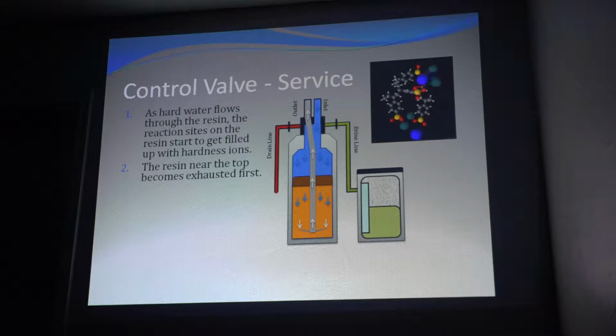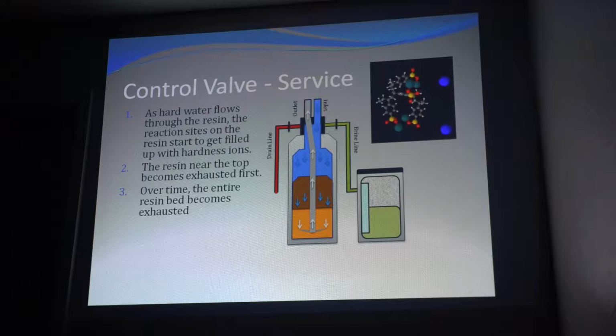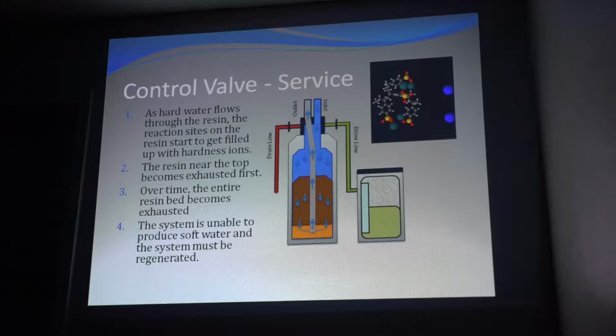Okay, the service position. This is nice to understand. As hard water flows through the resin, the reaction sites on the resin start to get filled up with hardness ions. The resin near the top becomes exhausted first. Over time, the entire resin bed becomes exhausted, and then the system will be unable to produce soft water. And at that time, the softener should be regenerated.